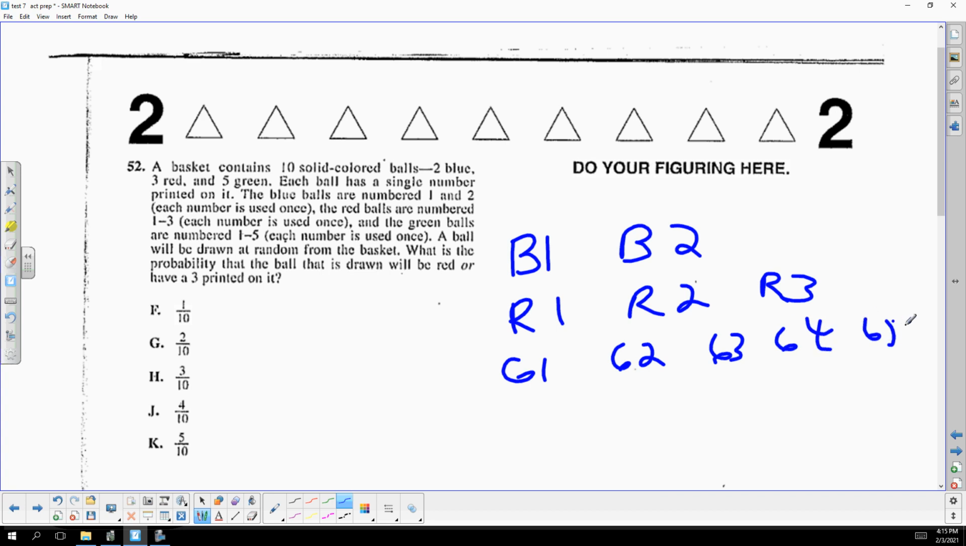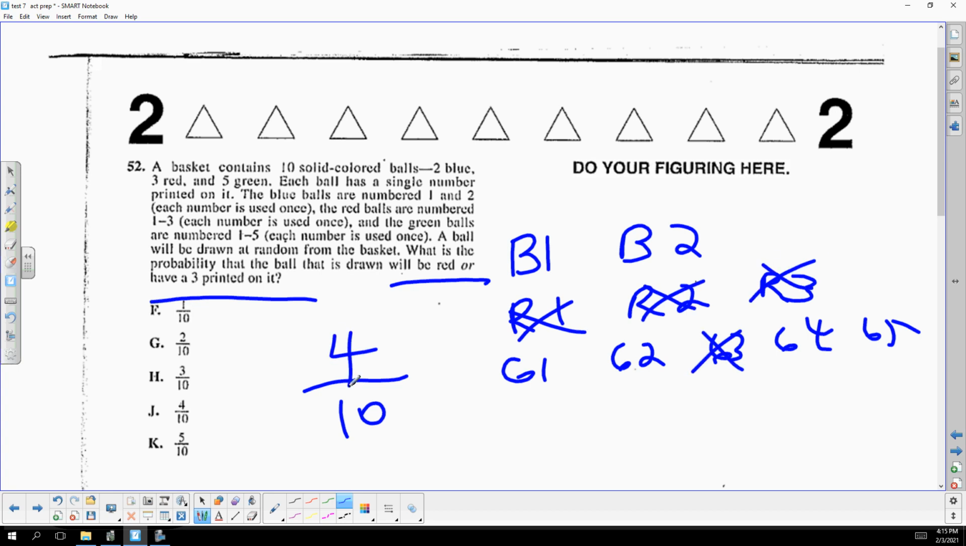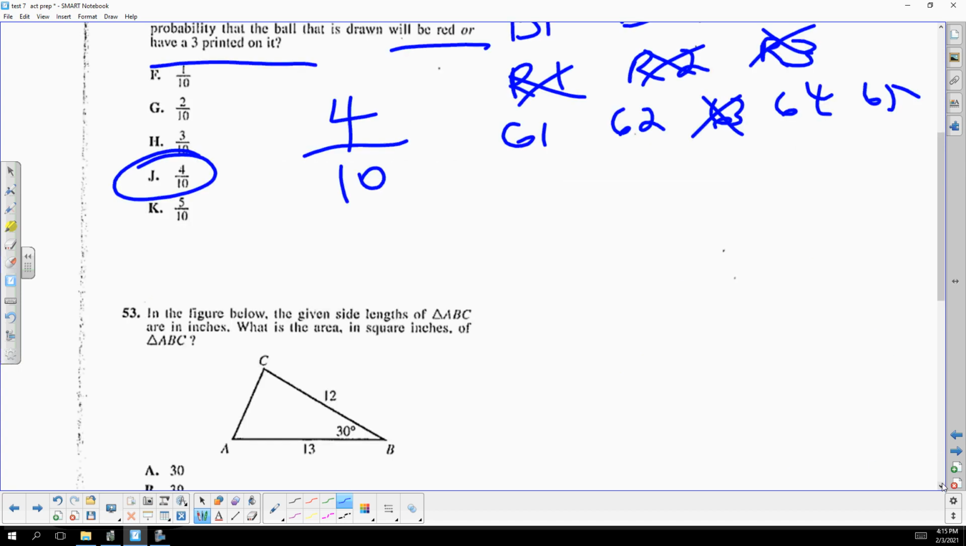So let's count. 1 draw. What's the probability that it's red or has a 3? Boom, boom, boom. That's 3 reds, 1 more in the green department. So 4 out of 10 have that trait.